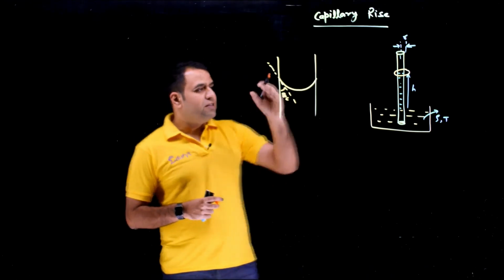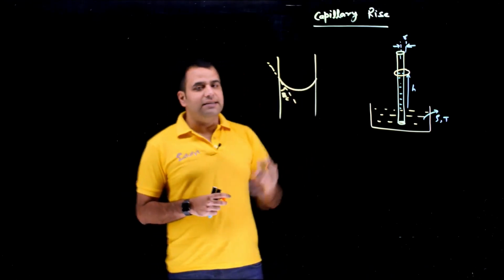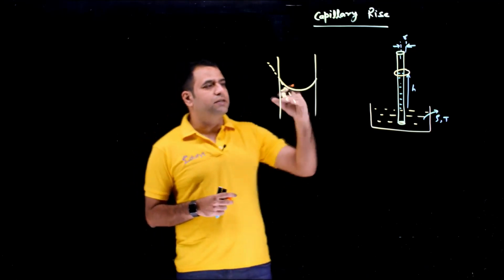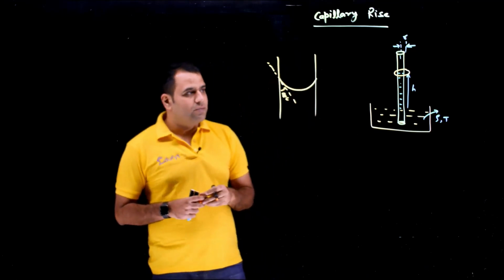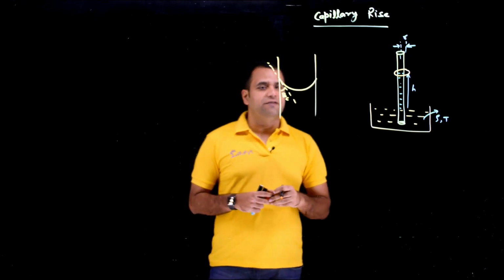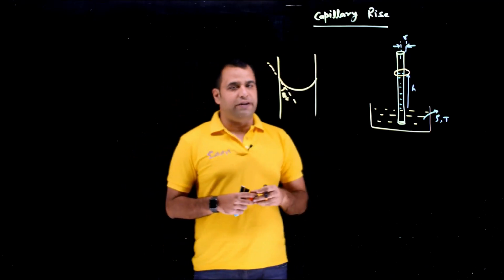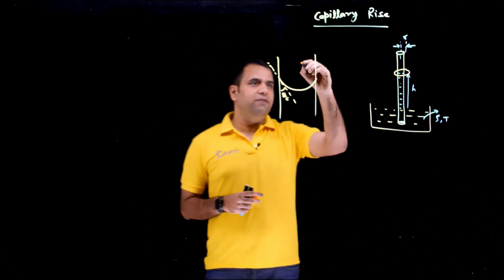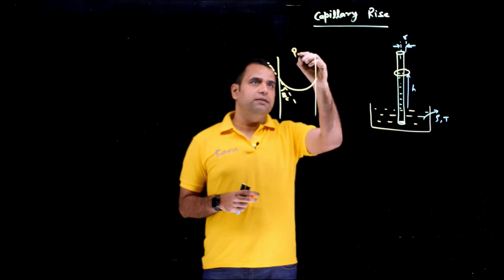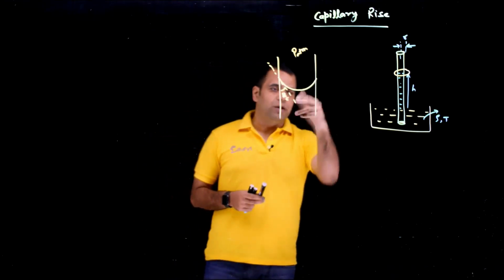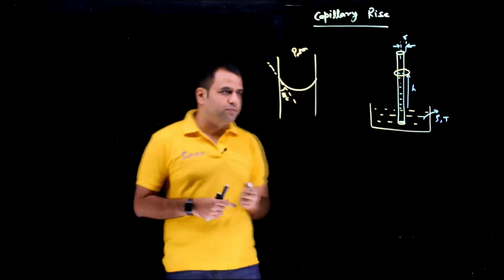If you see, this surface is not flat. If it were a flat surface, the pressure above and below would remain the same. But since it is a spherical surface, the pressure on either side will be different. On the upper side, we know the pressure is nothing but atmospheric pressure. So we have to calculate what the pressure below is.